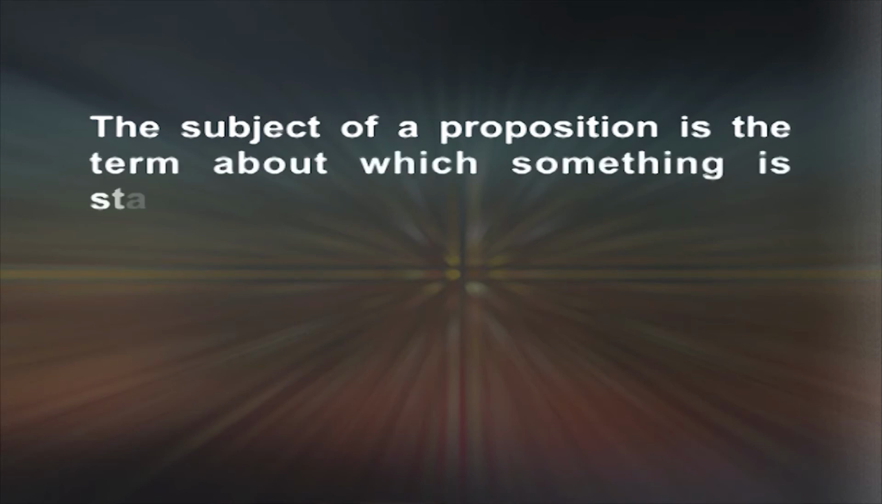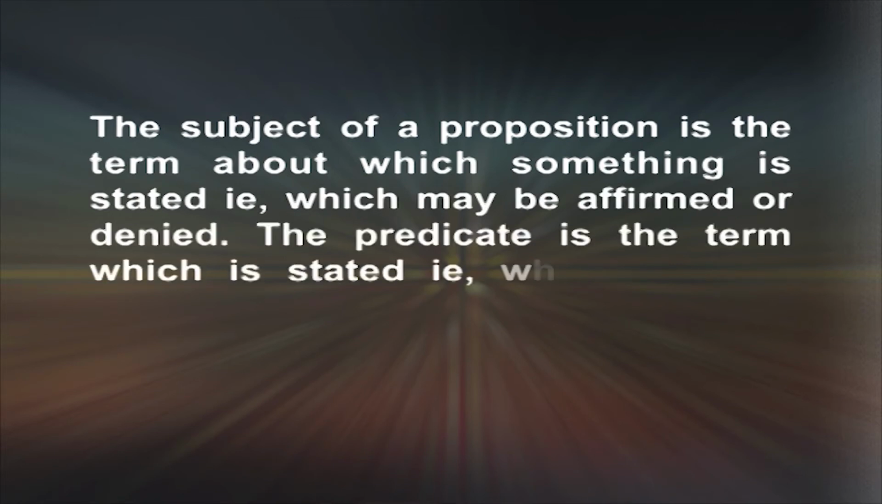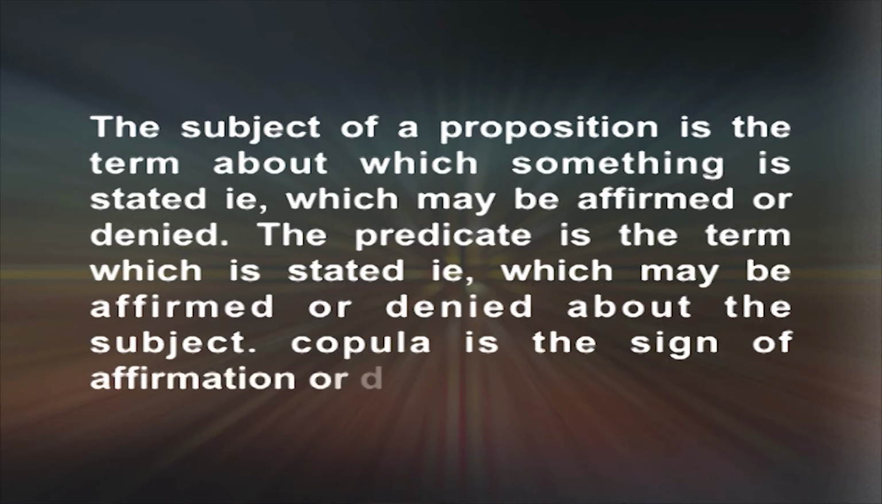Propositions. A proposition is the statement of a certain relation between two terms. It thus consists of three parts: two terms and the sign of relation between them. Of the two terms, one is called the subject, the other is called the predicate, and the sign of relation is known as the copula. The subject of a proposition is the term about which something is stated, that is, which may be affirmed or denied. The predicate is the term which is stated, that is, which may be affirmed or denied about the subject. Copula is the sign of affirmation or denial.